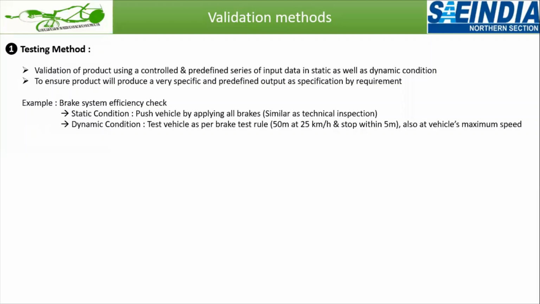Static condition: push your vehicle while applying all three brakes, similarly to what we do in technical inspection. Number two, dynamic condition: test the vehicle as per the brake test rule. That is, drive your vehicle 50 meters at a speed of 25 km per hour and apply all three brakes. Then the vehicle should stop within 5 meters. This can be done at the vehicle's maximum speed.